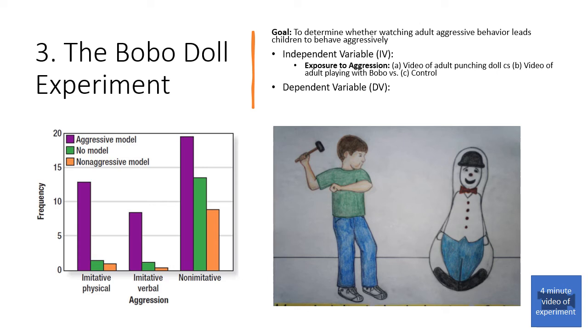Were they exposed to aggression? Video of adult punching doll, video of adult playing with Bobo versus control. So that's what the researcher manipulated or did to people, and what she measured is aggression. To what extent does the child behave aggressively to the Bobo doll? And you can see here that in the aggressive model, these are the different types of aggression that were seen, and so the purple bar represents the number of children who were acting aggressively in the case of watching an aggressive model versus no model and a non-aggressive model.